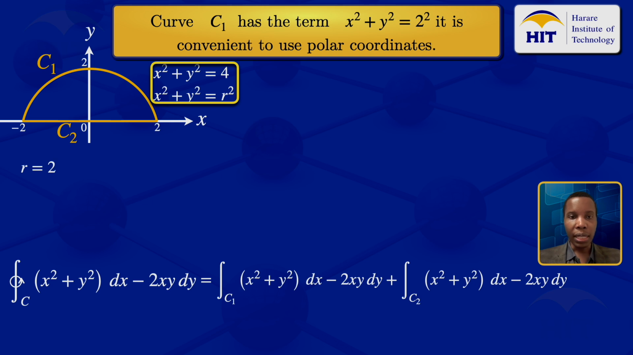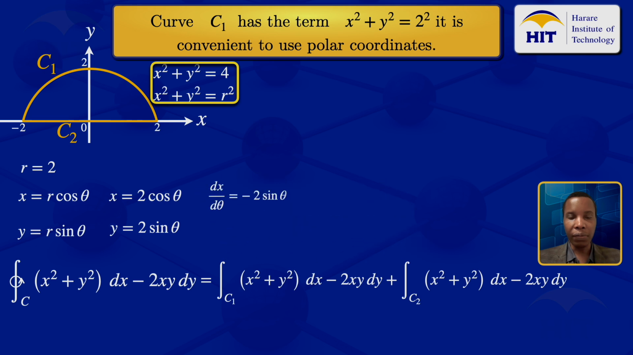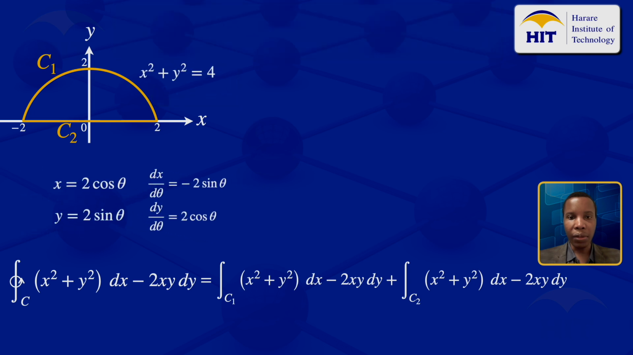So in polar coordinates, we have x equals r cosine theta. Substituting the value of r, we have x equals 2 cosine theta. Then y equals r sine theta, so substituting r, we have y equals 2 sine theta. Then differentiate these equations with respect to theta. The derivative of x with respect to theta is minus 2 sine theta, and the derivative of y with respect to theta is 2 cosine theta. So we have those derivatives there.